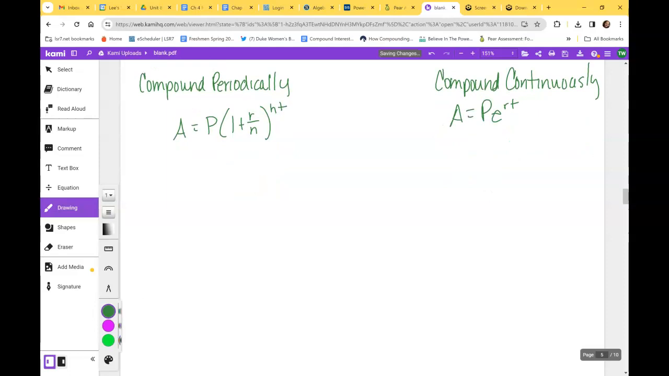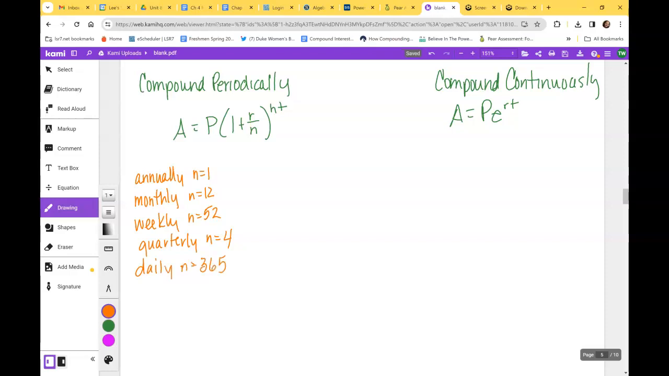And that's going to be A equals principal times e to the RT. Okay, for compounded periodically, remember that annually, my n is 1, monthly, my n is 12, weekly, my n is 52, quarterly, my n is 4, and daily, my n is 365 even in a leap year.